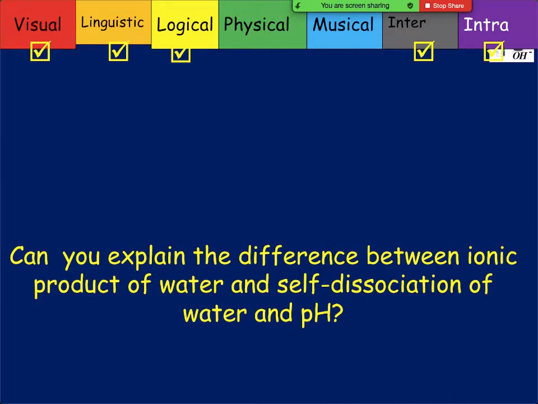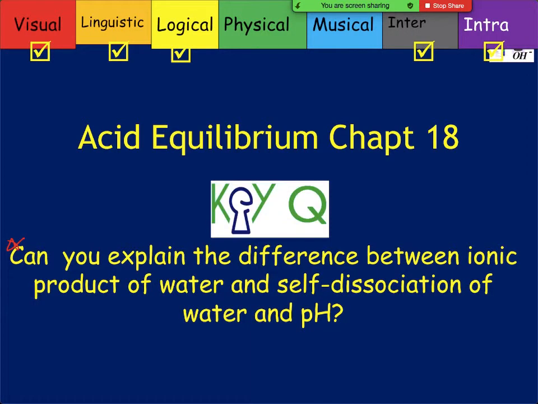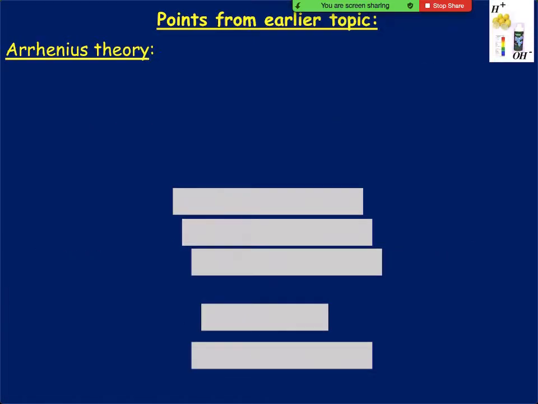So we're going to look at what's called acid equilibria. There's a little bit of revision first. The question on the screen is specifically for higher levels. We have the ionic product of water, the self-dissociation of water, and pH. Can we get our heads around those? Can you remember things about Arrhenius? You might have to turn on mics now to tell me.